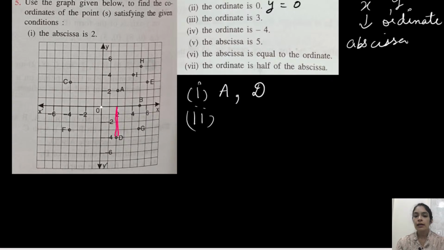That means the point must lie on x-axis. If any point is lying on x-axis, see this is x-axis, this one is x-axis horizontal and this one is y-axis. So any point which you see lying on x-axis, here you can see B point. So B point lies on x-axis. If any point lies on x-axis, that means its y value will be 0.